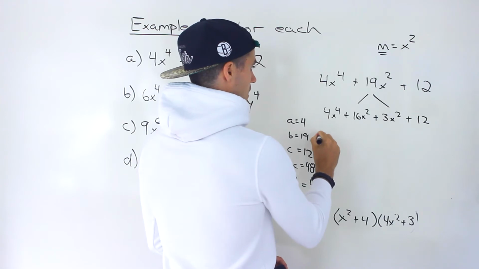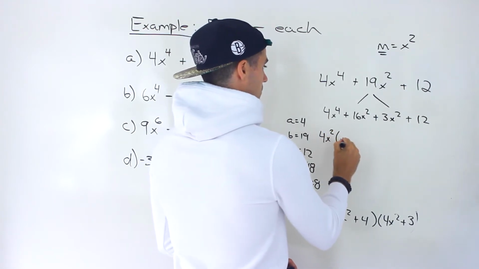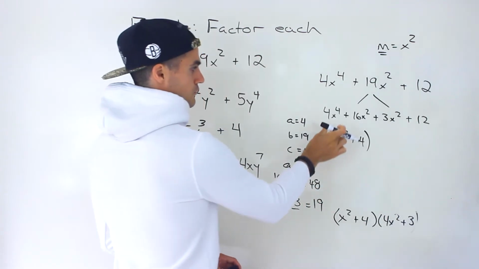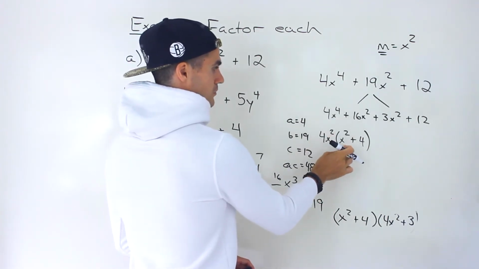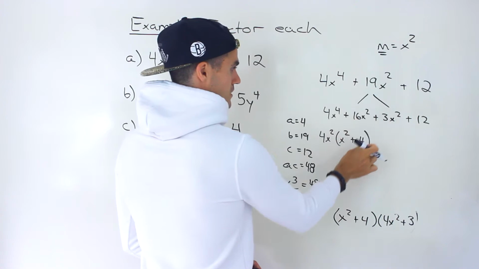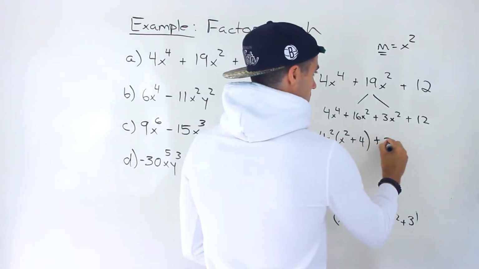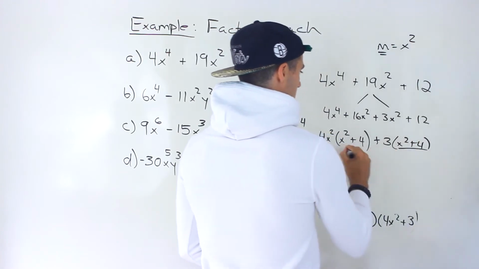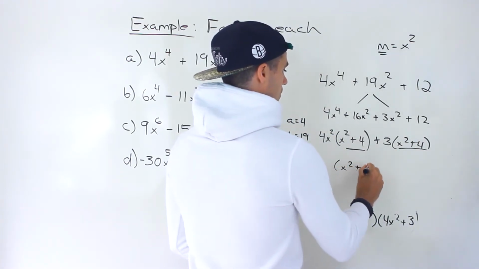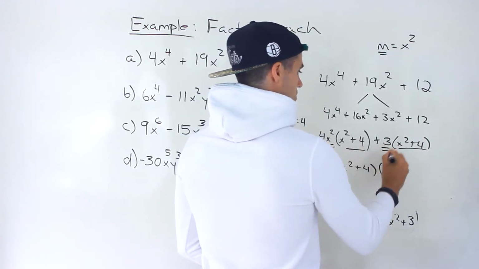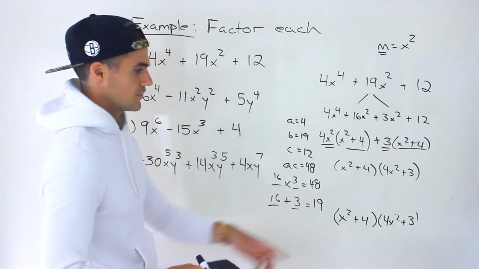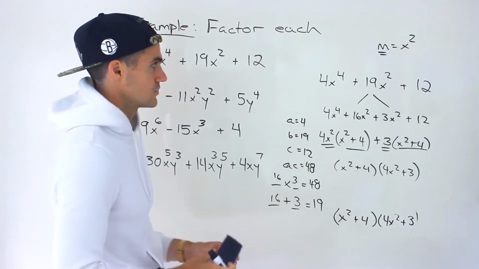And from these two, we could take out a 4x squared, and we'd be left with x squared plus 4. Right? If we take out a 4x squared from this, we end up with x squared. If we take out a 4x squared from this, we end up with just a 4. And then we could take out a 3 from these two, x squared plus 4. Then we could take out the x squared plus 4, and we're left with 4x squared plus 3. Right? So notice the exact same solution.